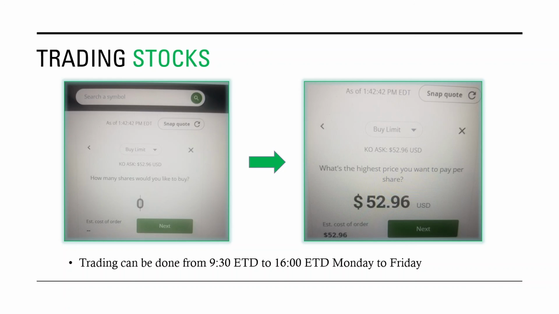So if you ask for 52.95 USD, then the broker will only trade if the price on the stock market goes lower and reaches your order price. If, for example, you ask to buy at 54 USD, the broker will automatically trade at the current price, which is 52.96. So you're not losing any money if you send a buy order to your broker at a higher price than the market.